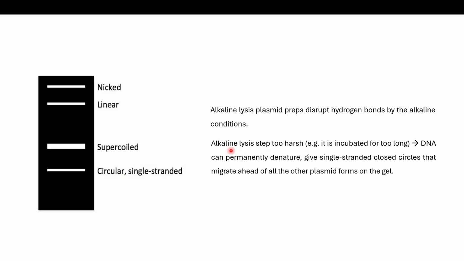Suppose the alkaline lysis step is carried out or incubated for too long. Then DNA can permanently denature, and the reannealing won't happen, giving single-stranded closed circles that will definitely migrate much ahead of all the other forms. But the circular single-stranded ones will mostly be useless in most of our experiments. We want ideally the supercoiled form. Further processing can then be done to create linearized plasmid DNA for some other applications or experiments.